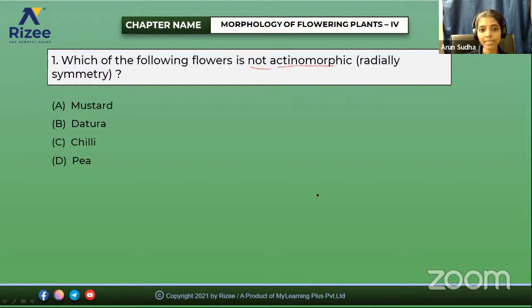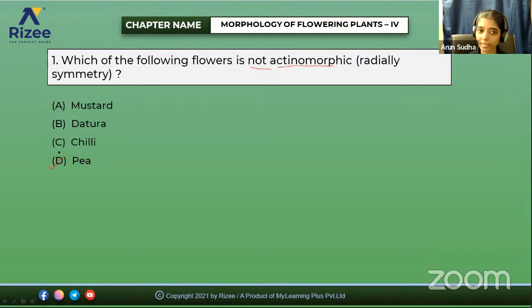Yeah, it is option D. D is the correct option. Because we saw under actinomorphic or radial symmetry, these are the examples. Mustard, datura, chilli, they are all actinomorphic. Only pea is not actinomorphic. So D is the correct option.